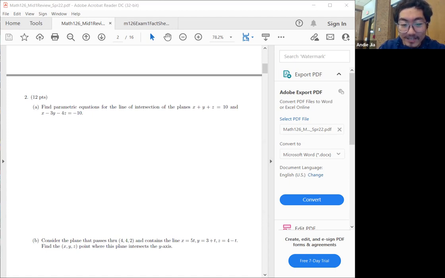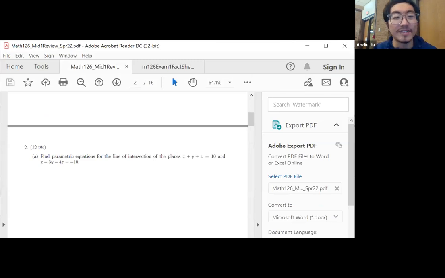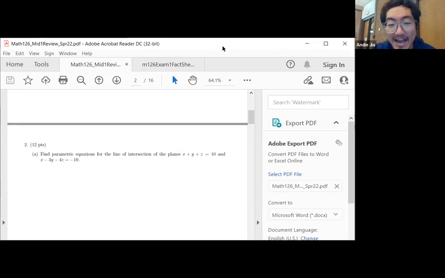Okay, so what we need to do at this point, if there are 2 planes, is to add the 2 equations together, sort of combining them, like a minus. And when we combine them, it's 4y plus 5z equal to 20. And then z is 10 minus x minus y.